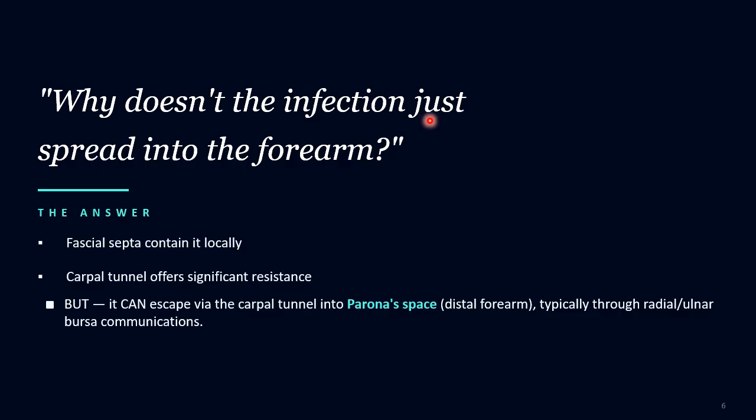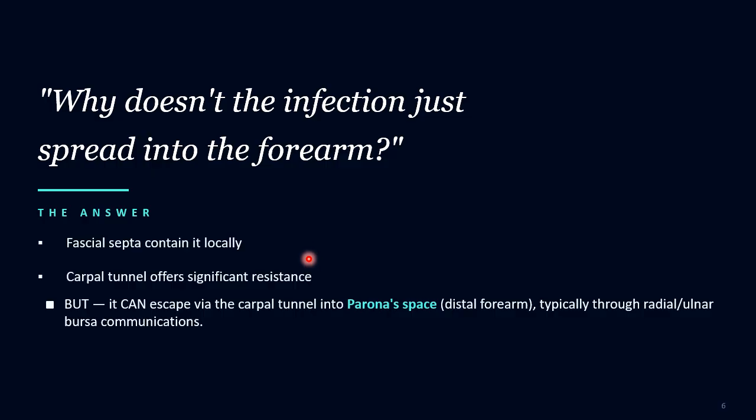An important question that often arises in our minds is, why don't these infections just spread into the forearm? What keeps them restricted to the hand and causes such massive swelling in the hand? Why can't they just spread? Well, as we saw in the first couple of slides, the thick fascial septa prevent spread of contents from one deep space to another.